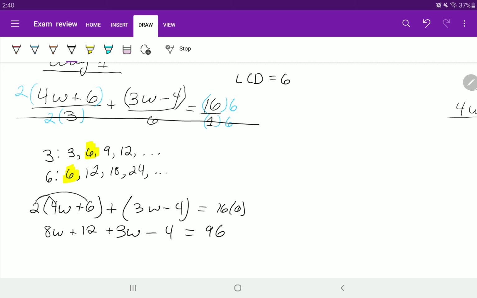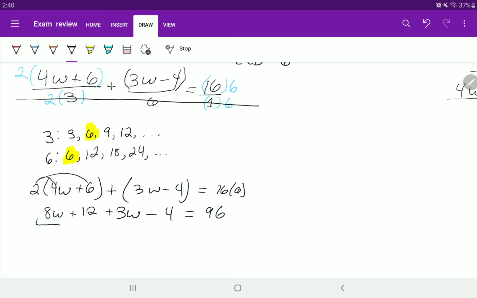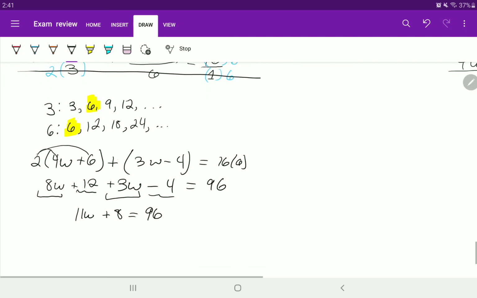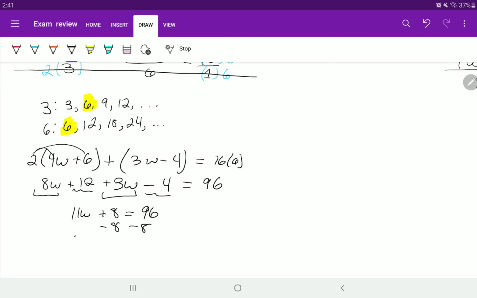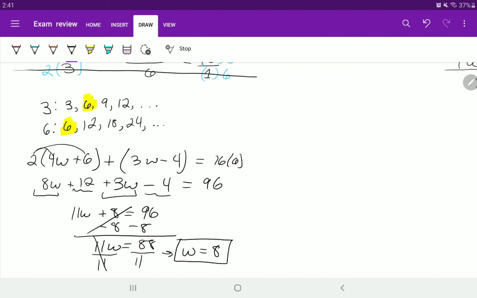After that, we can combine like terms. 8w plus 3w is 11w. 12 minus 4 is positive 8. To get w by itself, we're going to subtract both sides by 8. 11w equals 88. Divide both sides by 11 to get w by itself. 88 divided by 11 is 8. w equals 8, and that is the solution using way number 1.